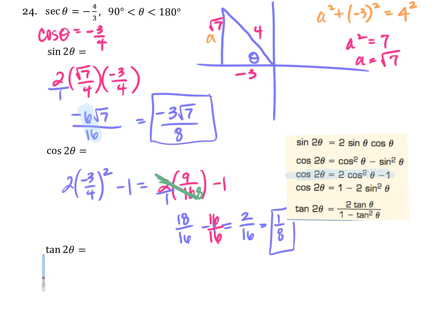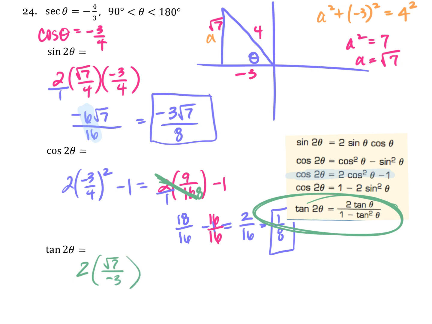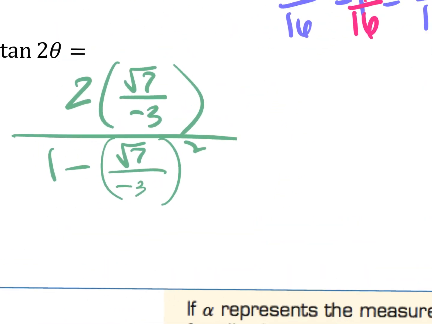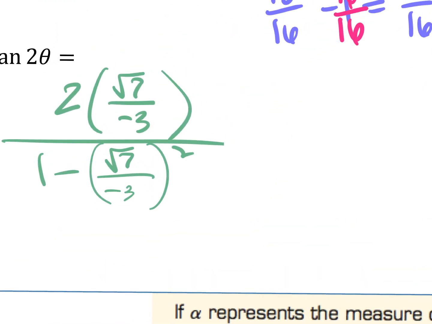I want you to try to set up the tangent of 2 theta. Here's the formula for you. Go try to set that guy up from my triangle. Okay. What is it? 2 tangent, TOA, root 7 over negative 3. All right. 1 minus root 7 over negative 3. We got to square that. Here we go, peeps. What do we got on top?